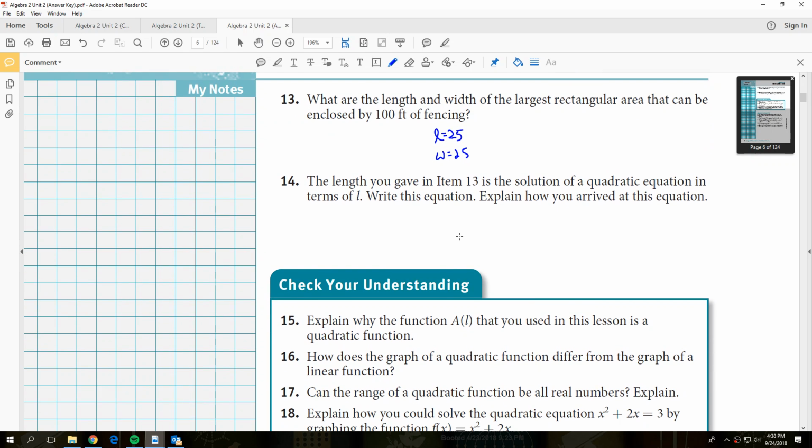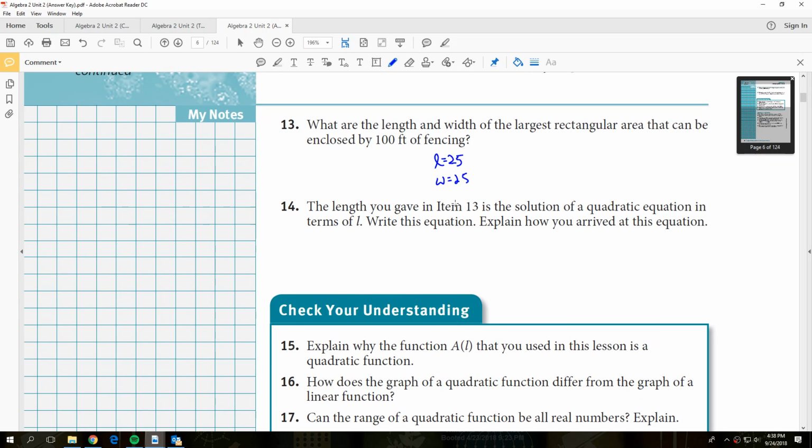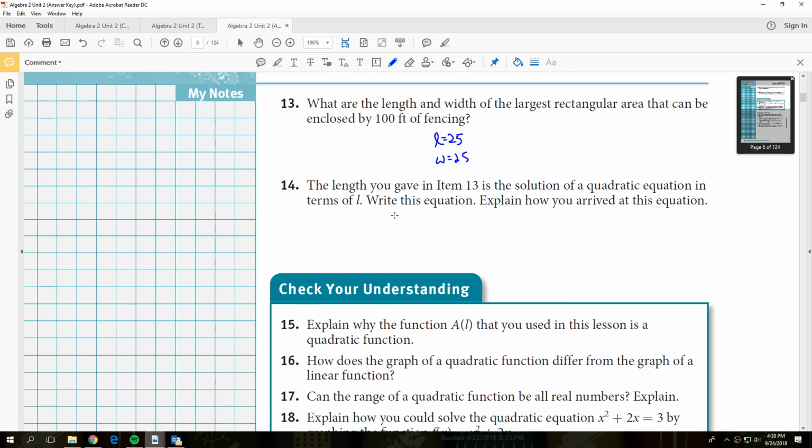All right, and then the length you gave in item 13 is the solution of a quadratic equation in terms of L. Write this equation, explain how you arrived at this equation. Well, we've already got that quadratic. It looks like this, so let's do that. We have A of L is equal to the length times the width, and the width in this case happens to be 50 minus the length, which is equal to 50L minus L squared if I distribute this L, which makes this a quadratic equation.